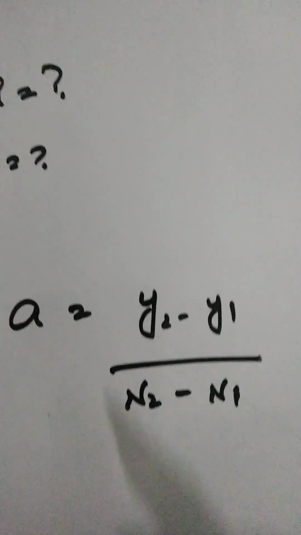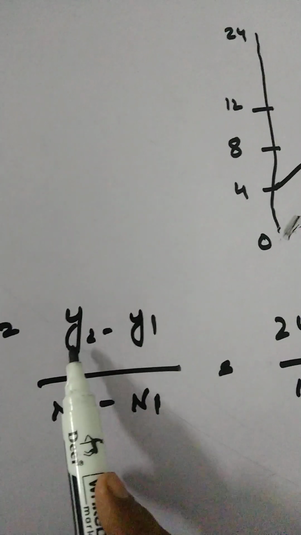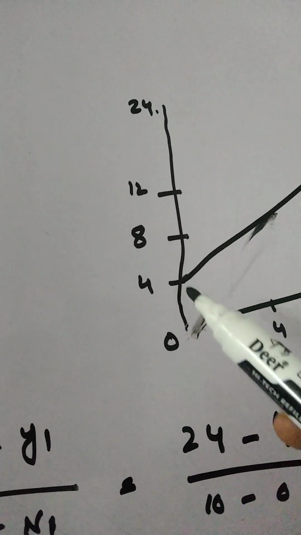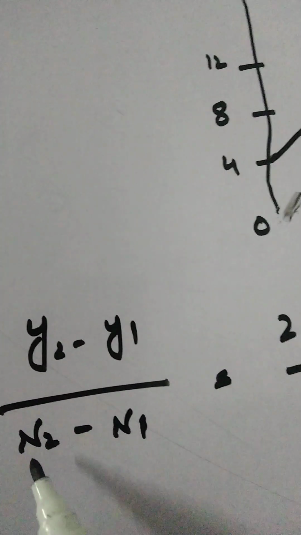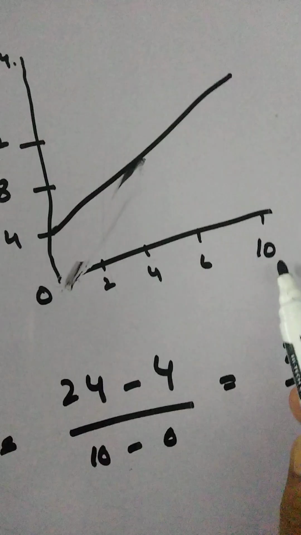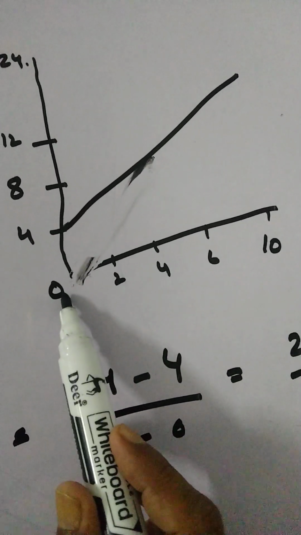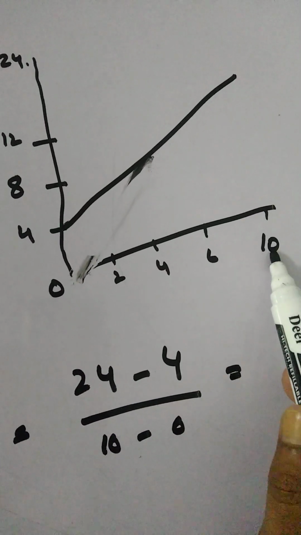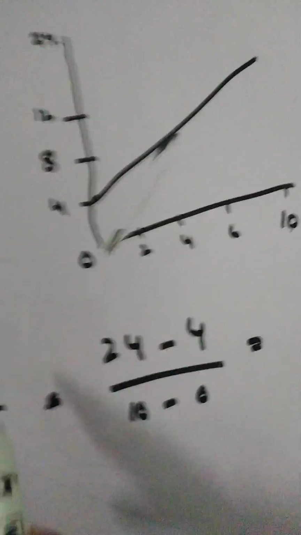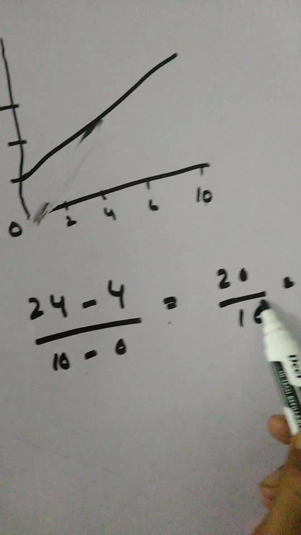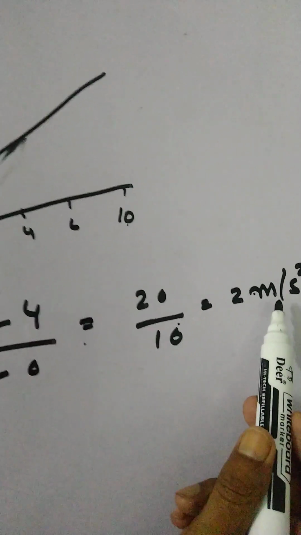Acceleration is equal to y2 minus y1, and x2 minus x1 we find through the x-axis, where x2 is 10 and x1 is 0. Here is the starting point and here is the finishing point. After putting the values and solving, the acceleration is 2 meter per second square.